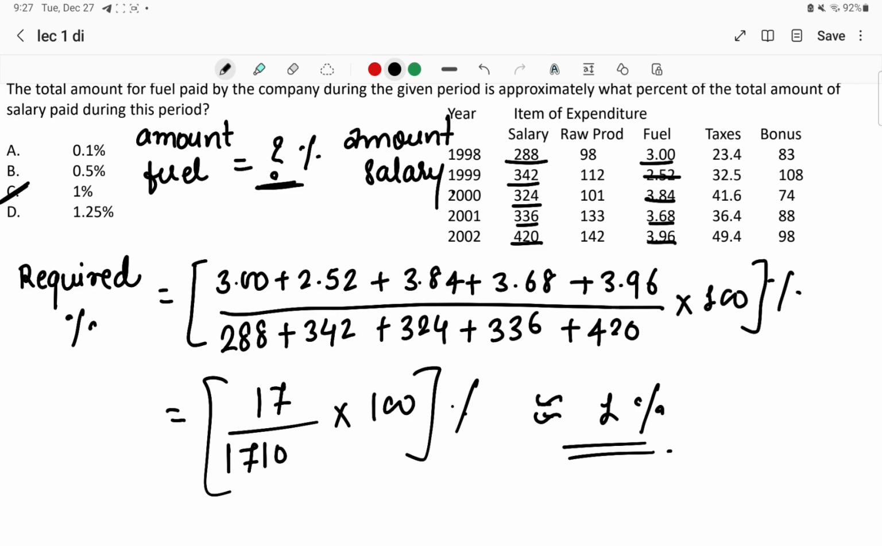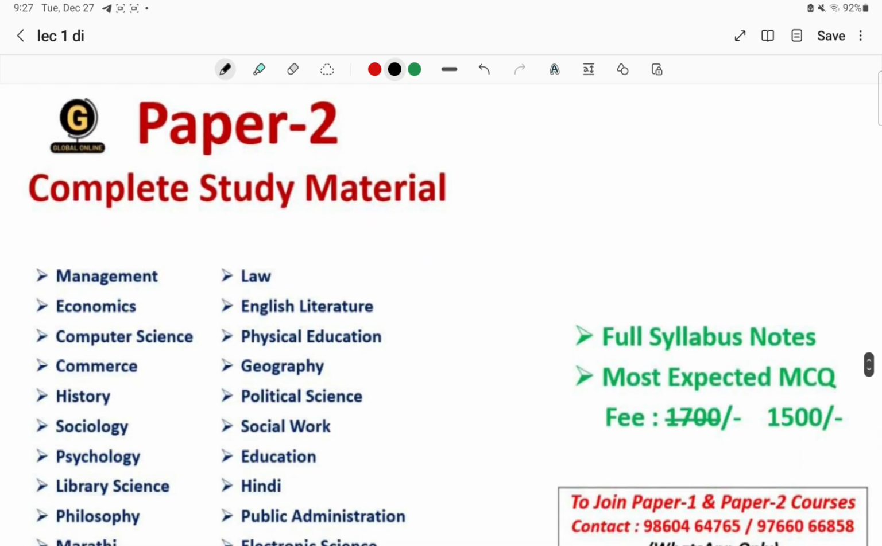Okay, so this will be helpful. So here what I have done, I have calculated the amount of the fuel paid by the company is what percent of the amount of the salary the company is paying to the employees. So the required percentage can be calculated by taking the summation of the fuel divided by total amount of the salary into 100 percentage. Okay, so this was the second question. Moving on to the third question.